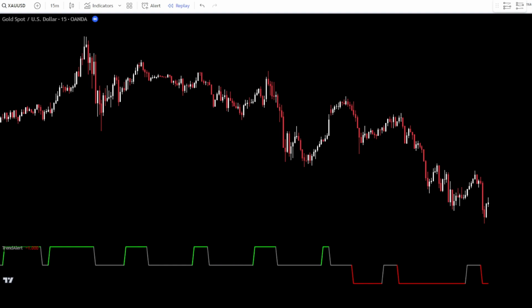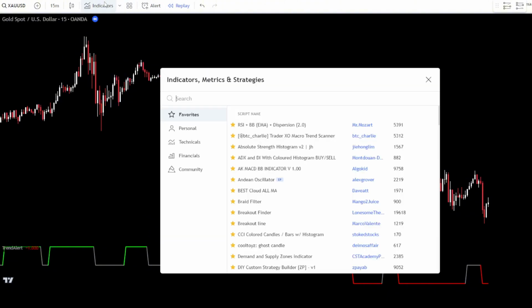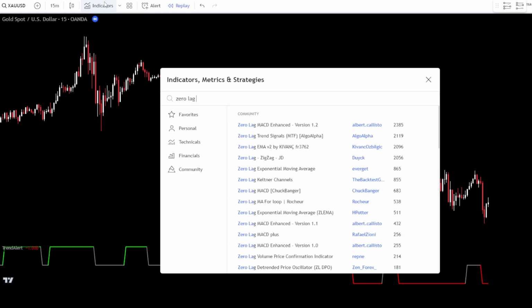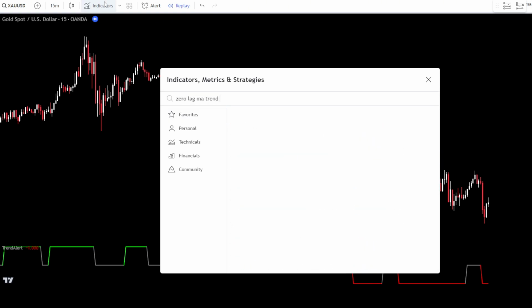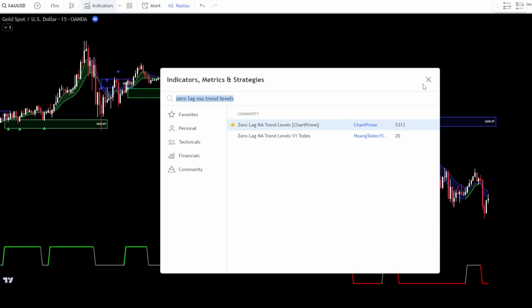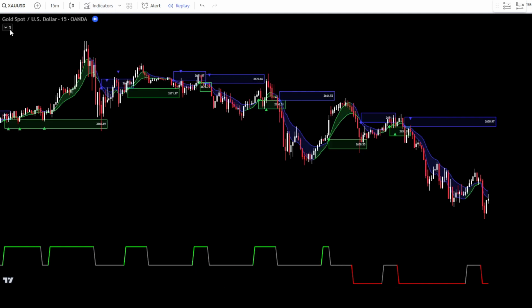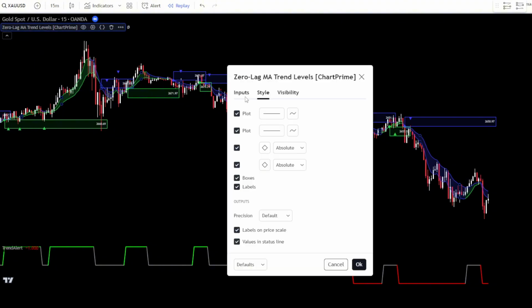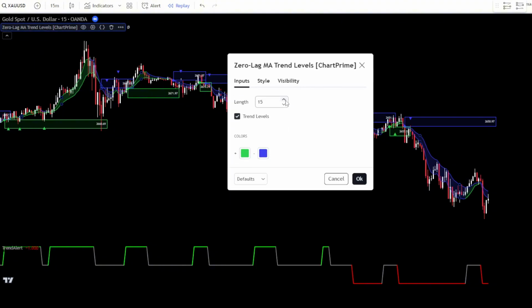Now, add the second indicator that will be used as an entry trigger in the market. Go to the Indicator Search tab and type zero-lag MA trend levels. Then, select the zero-lag MA trend levels indicator from ChartPrime. Next, make some adjustments to this indicator. Go to the Input tab and set the indicator's length to 20. Once done, simply click OK to save the changes.